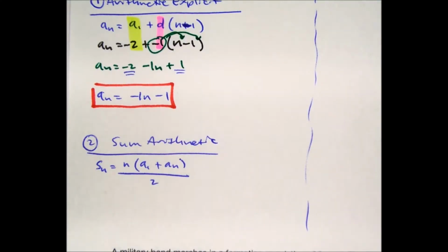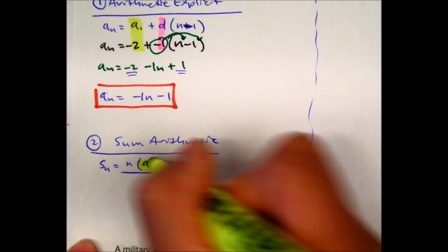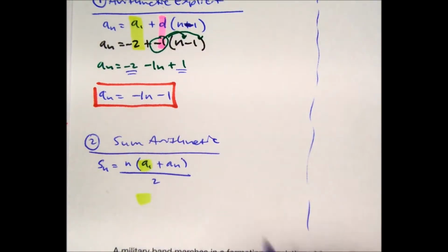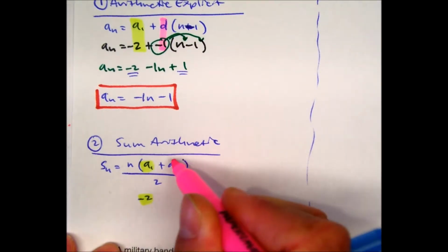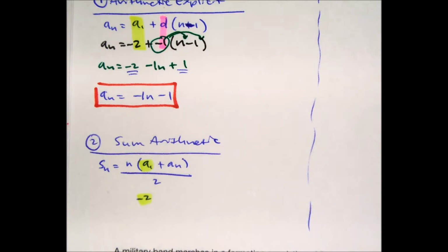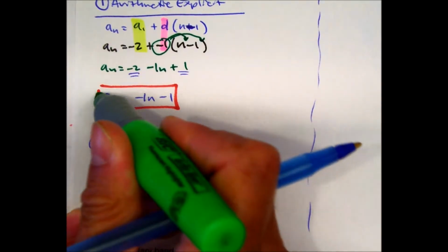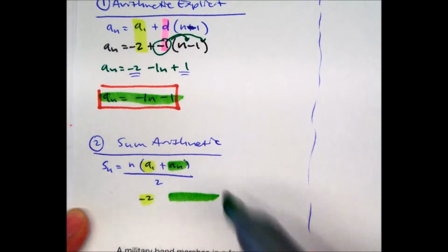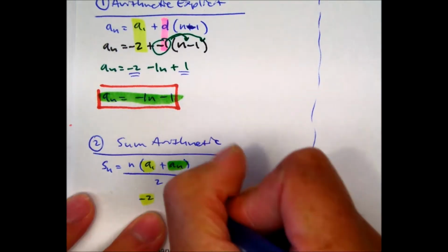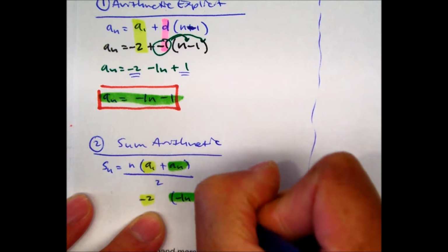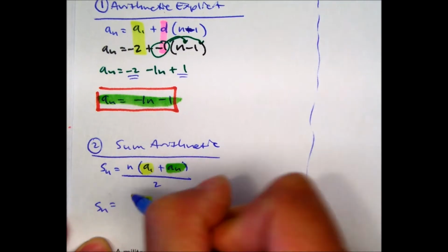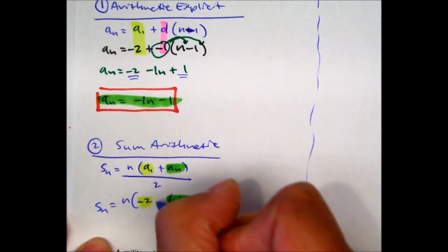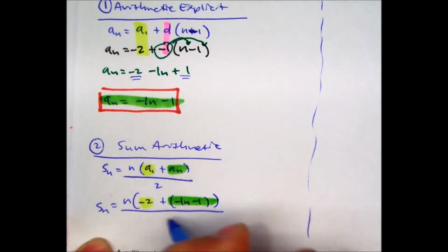Now we're just going to substitute in our values of what we have. Our A1 value is how much? And our AN value, okay, let me use a different color. We just solved for AN, right? So all of that's going to go there. I'm going to put in parentheses -1N minus 1. So Sn equals N times -2 plus this, divided by 2.